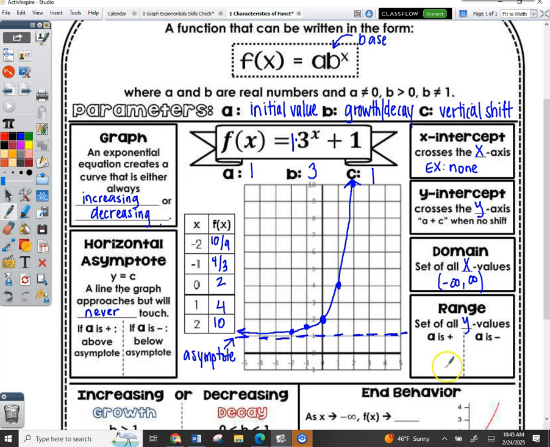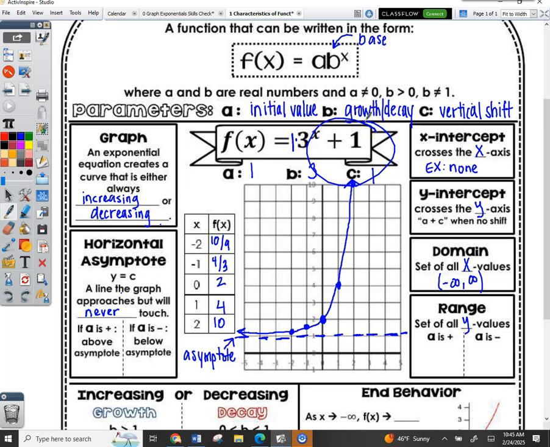If A is positive, meaning it's like this, right here, right? Then your y values are from your asymptote up. You notice that? And if A is negative, remember it flipped down, then your y values would be down here up to your asymptote. Always sounds like I'm saying a bad word. So if you think about it, our range is dictated by that asymptote.